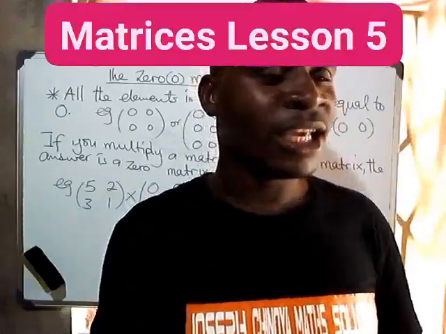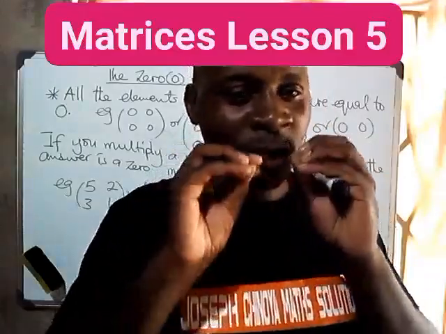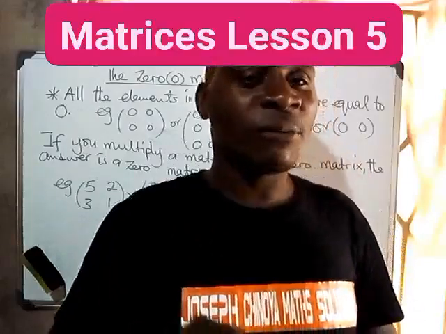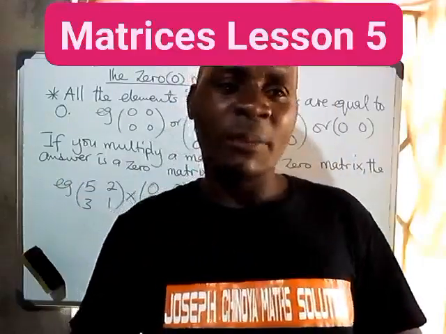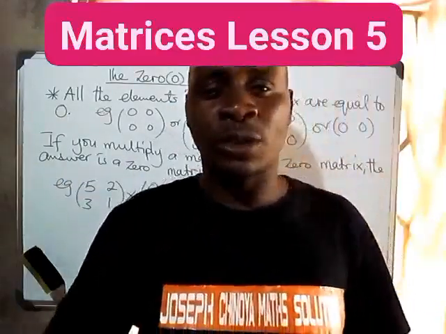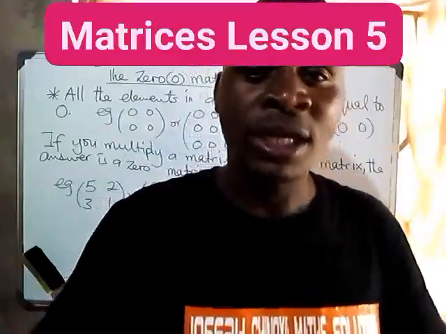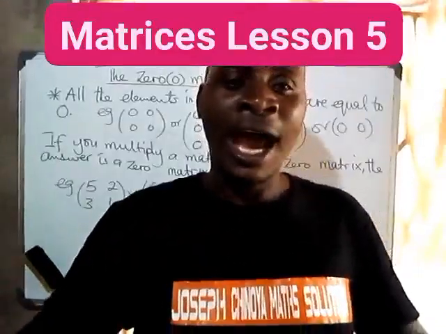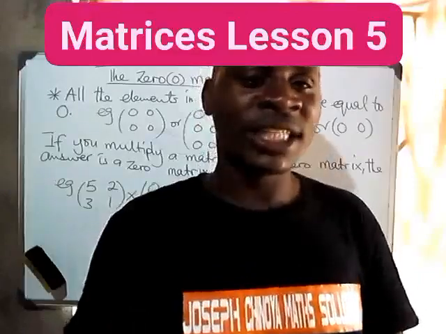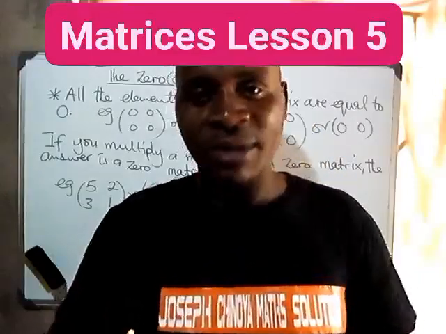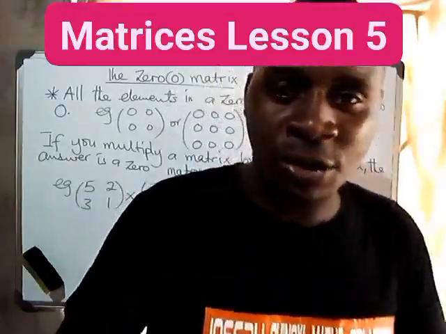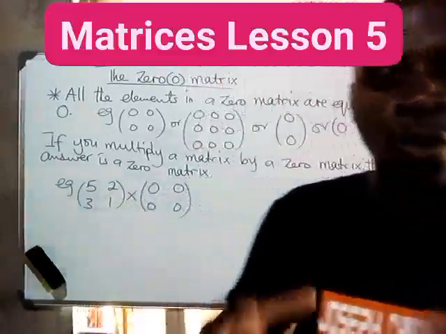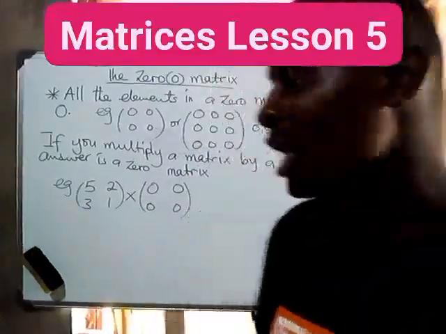If you happen to come across such a question, where they tell you to multiply a matrix by a zero matrix, don't even bother to start working it out. Just write your answer as a zero matrix, meaning you just write those elements which are 0, 0, 0, because that is the answer. Even if you work it out, you still get the same answer.